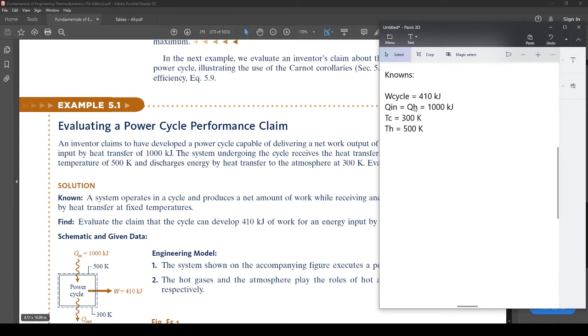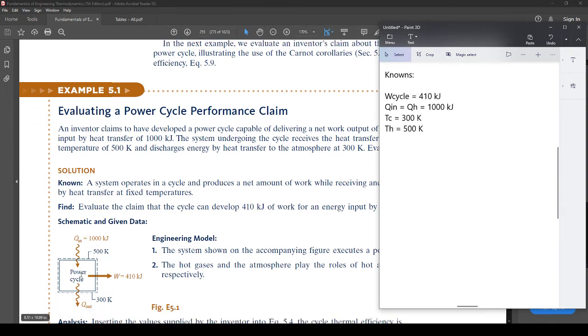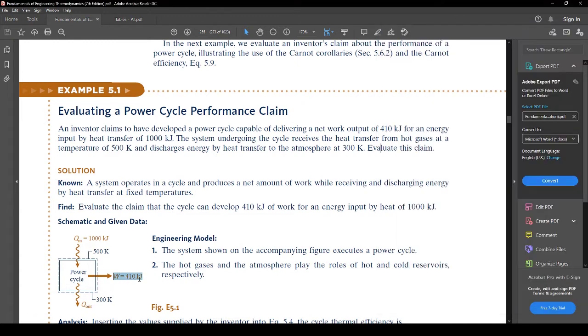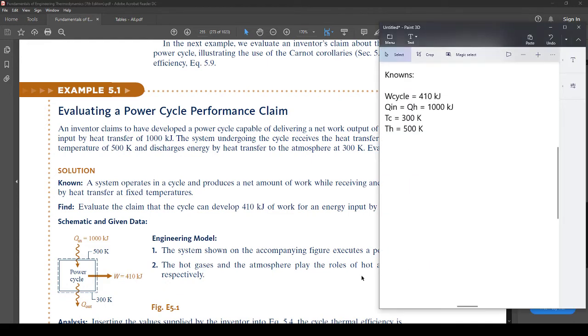And if you see down here in the corner, which I will scroll down just a little bit, you can see this. So we have Qin is 1,000. Q out, we don't know. The 300 is the lower temperature, 500 is the highest temperature, and work of the cycle is 410. So now what we have to do is evaluate whether this claim can ever be right.